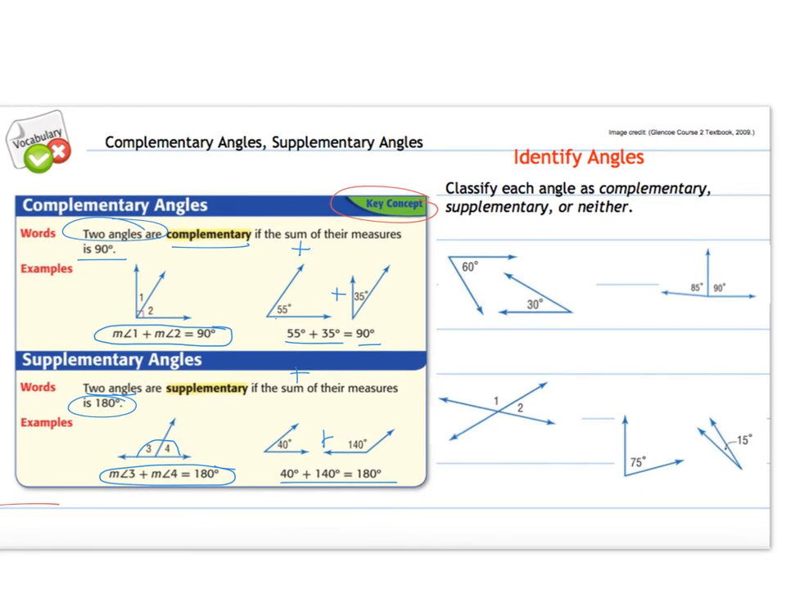Remember, if I'm going too fast, you have the power over this video to pause, to rewind, to write down whenever you feel appropriate, okay? So classifying, naming each angle as either complementary, supplementary, or neither. Maybe they don't add to any.